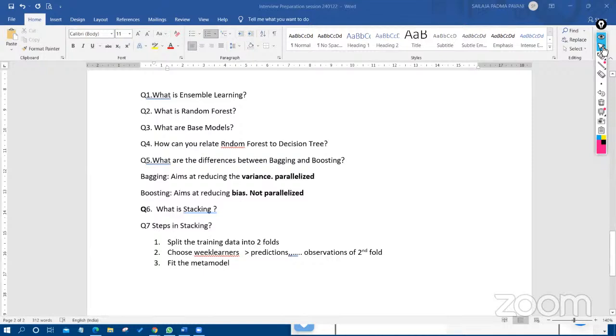Okay, till here we have gone through some points about bagging, boosting and so on, right? So here I'm going to ask you one question: if I say decision tree, let me write the question.